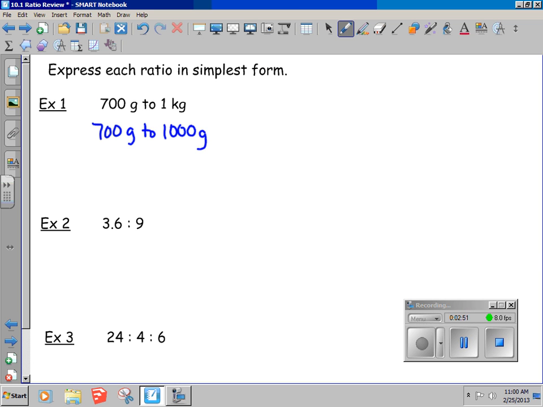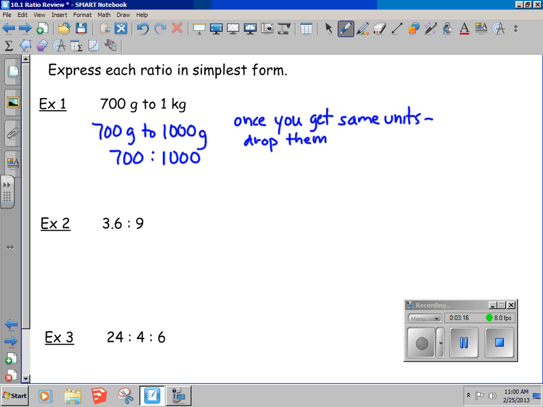Now it's a fair comparison, and once you have gotten the same units, then you can drop them. Ratios should not have units in them. So that means that this could be written as 700 to 1,000. We still, though, need to deal with the fact that it's not in simplest form because there's a common factor of 100 in both of these numbers. So I can divide the common factor of 100 out, and the ratio in its simplest form is 7 to 10.